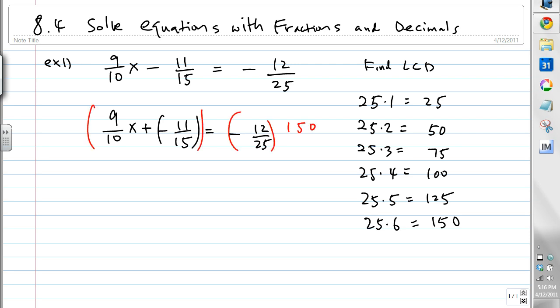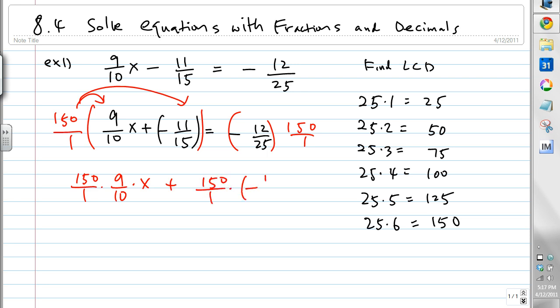150. Remember, 150 is really 150 over 1 if you think of it. There are two terms on the left, so you want to make sure that you distribute this 150 to both terms. So let me write it out. It's 150 over 1 times 9 over 10 times x plus 150 over 1 times negative 11 over 15 equals, I'm running out of space here, let me move it over.